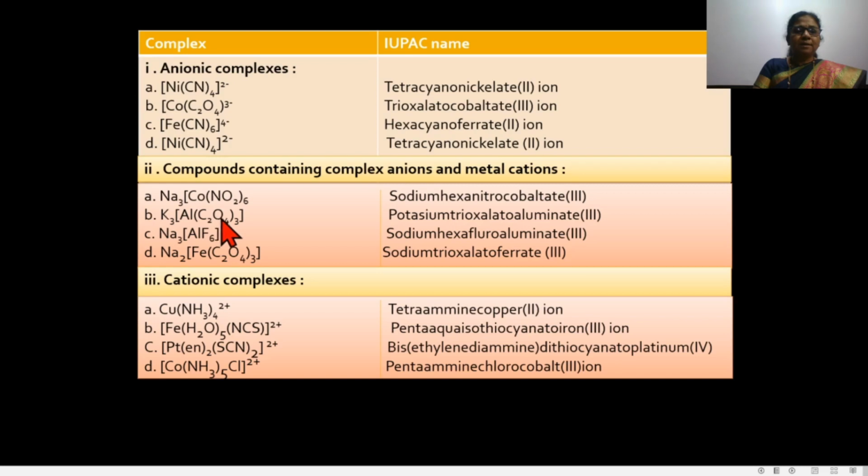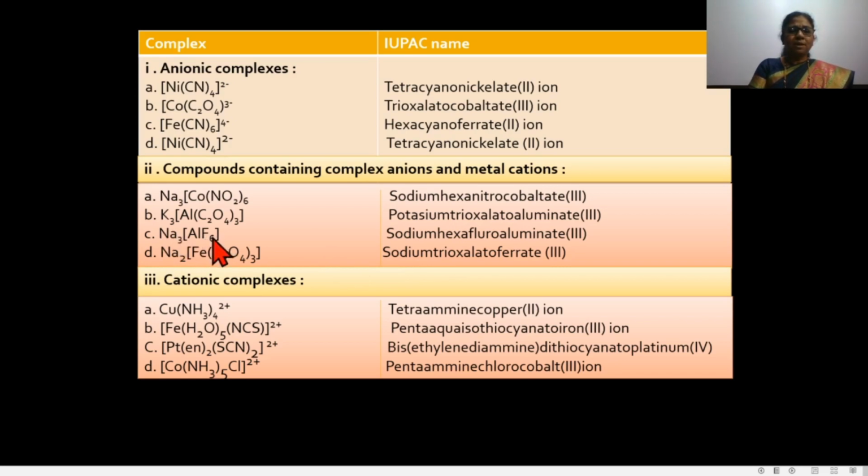Then write the name of the ligands. There is the potassium trioxalato and aluminium. Write the -ate: aluminate. The name of this complex is potassium trioxalatoaluminate(III). Then in this compound, sodium, the ligands are fluoro.